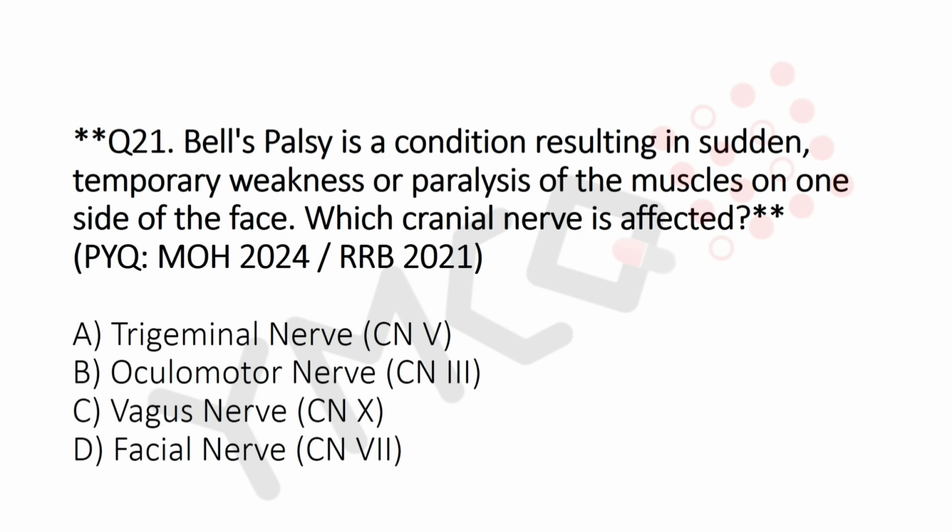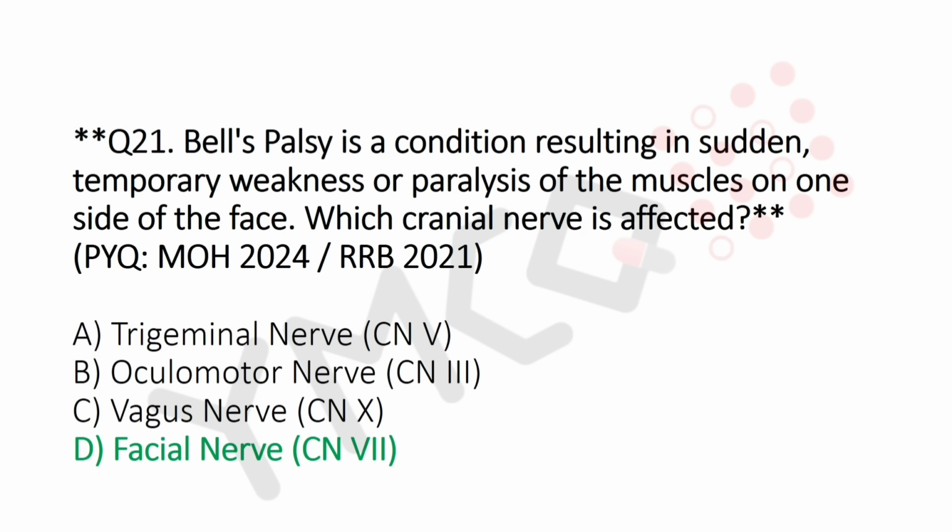Bell's palsy is a condition resulting in sudden temporary weakness or paralysis of the muscles on one side of the face. Which cranial nerve is affected? Option A, trigeminal nerve. Option B, oculomotor nerve. Option C, vagus nerve. Option D, facial nerve. And the answer is option D, facial nerve.